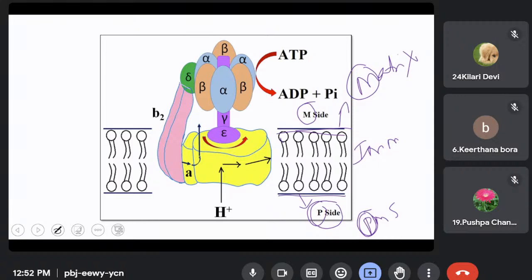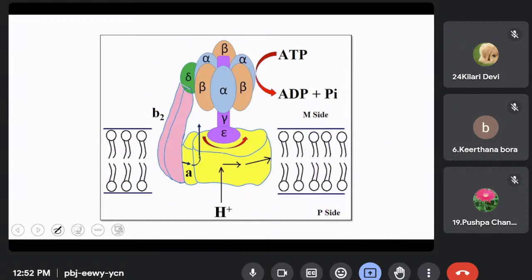And the P side has more protons, fewer protons here. That means a proton gradient is established. The proton concentration is more here. Now what happens? This membrane is impermeable to protons. So wherever the general inner mitochondrial membrane is present, protons cannot come inside. Whereas wherever the F1 particles are present, the protons can be translocated.